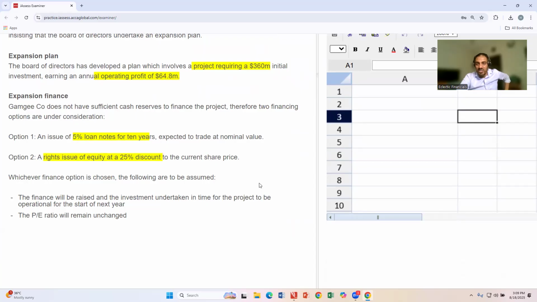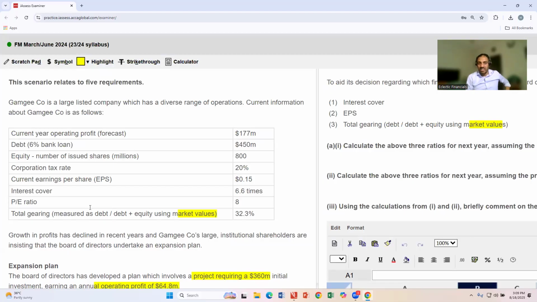Whichever finance option is chosen, the following are assumed. Finance will be raised and the investment undertaken in time for the project to be operational from the start of next year. And the P/E ratio will remain unchanged. So this is the background and the context.